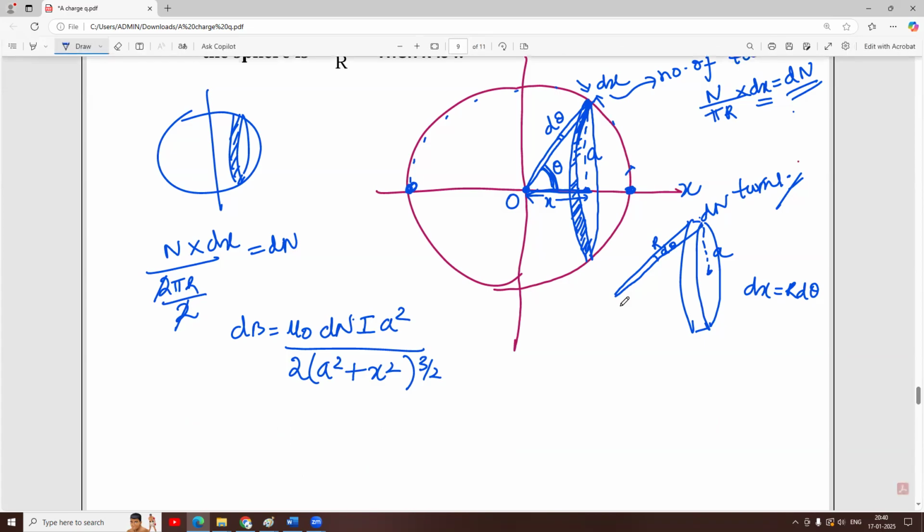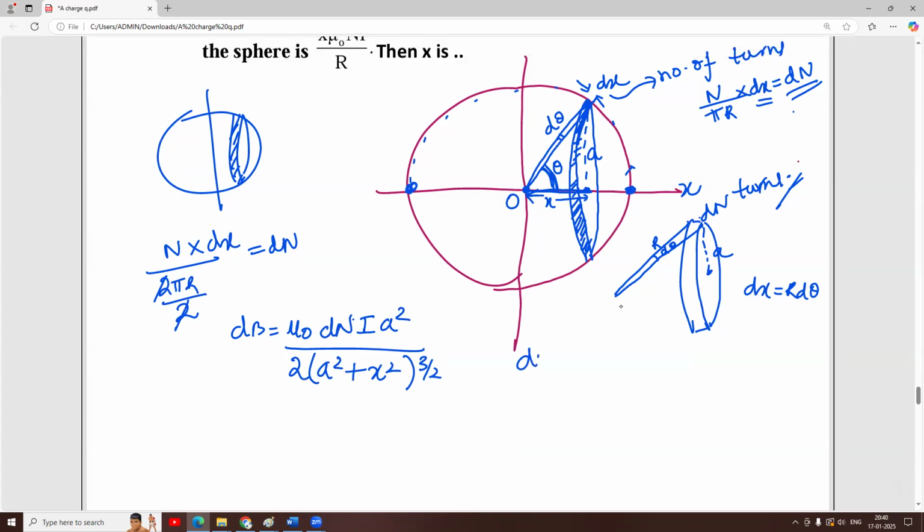Now you have to substitute for dn. dB is equal to mu naught, dn is N by pi r dx. dx can be written as r d theta. So we have substituted dn: N by pi r, r d theta, I a square. So this part is remaining by 2 into this one.